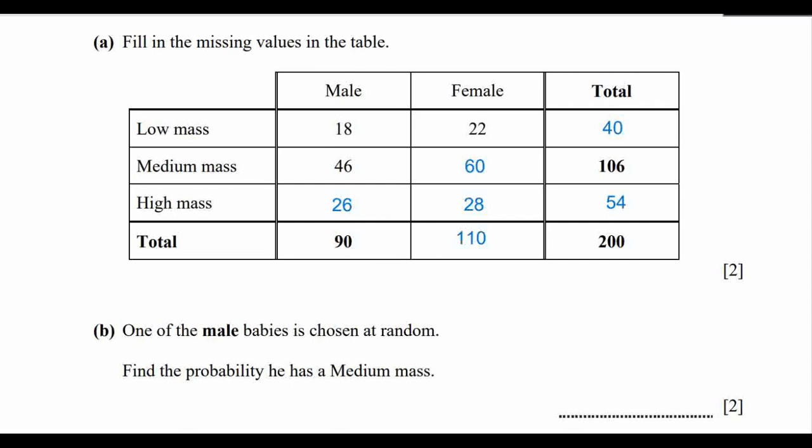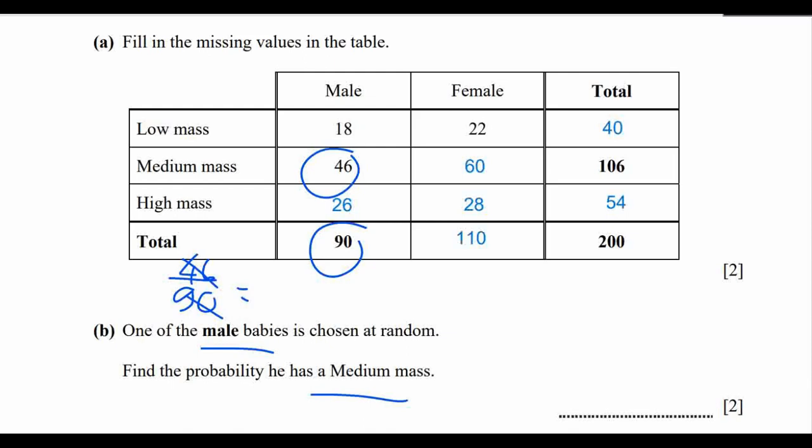Are you done guys? Let's check out the answers. One of the male babies, it means the total should be 90. So of the male means over 90. Is chosen at random. So from 90 male babies is chosen at random. Find that from those 90 males he has a medium mass. So medium mass is 46, so we put 46 over 90.